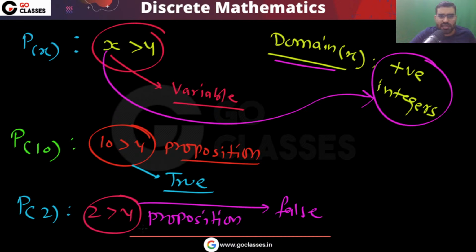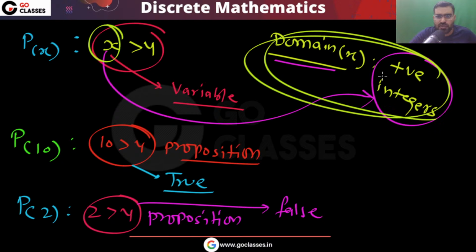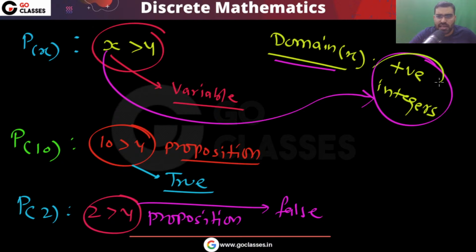What is a predicate? Very simple concept. A predicate is a sentence involving variables. There is a variable, and every variable has a domain from which it can take values. This variable x has the domain of positive integers, so x can take any value from this set of positive integers. If you replace this variable by a specific value from the domain, it will become a proposition. So this predicate becomes a proposition if you replace every variable by some value.